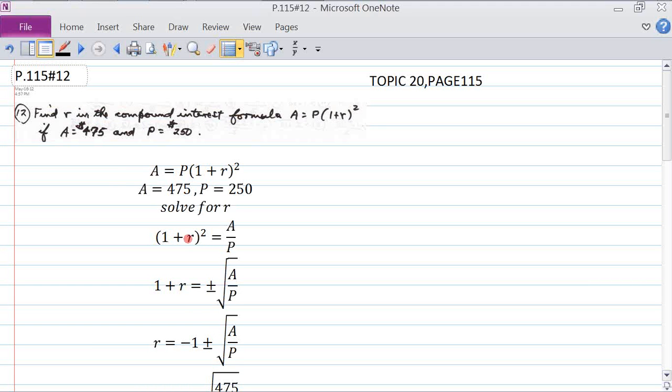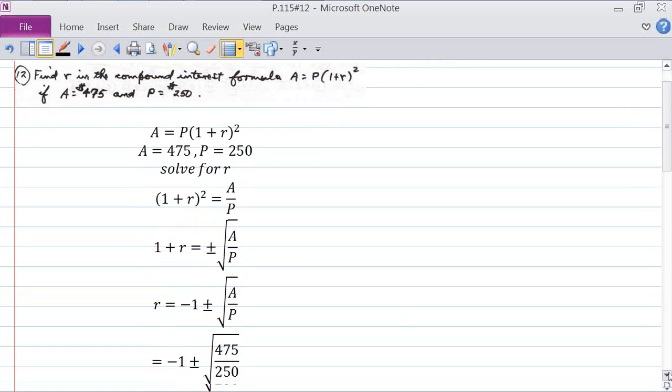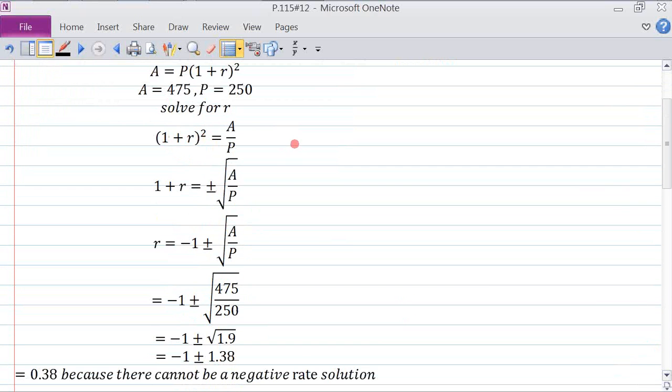So if I take the square root of this side, I get this. If I take the square root of this side, I get plus or minus the square root of a over p. So what I'm doing in going from this line to this line is taking the square root of both sides. Now I transpose the 1, becomes minus 1, plus or minus the square root of a over p.